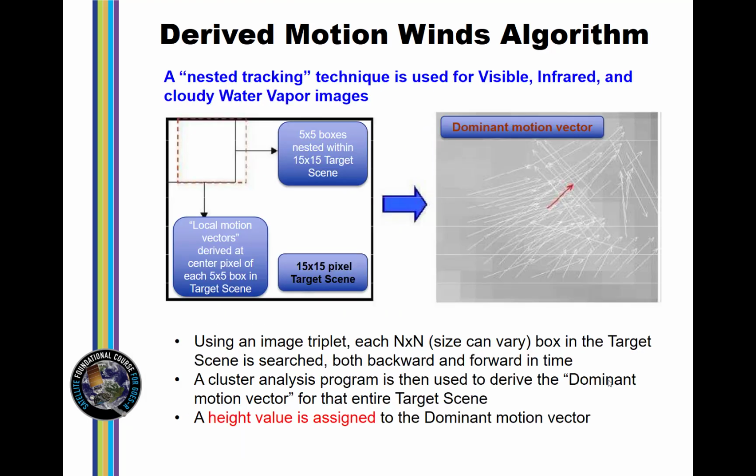The algorithm to compute winds uses 3 sequential scenes. Boxes within a larger box are searched forward and backward in time to estimate the vector change of targets. All of the targets are then analyzed to find the most likely, that is the dominant, motion. And a height is assigned to that vector.